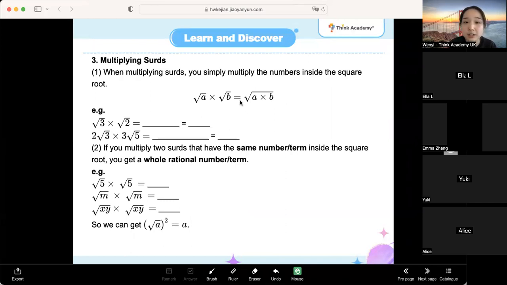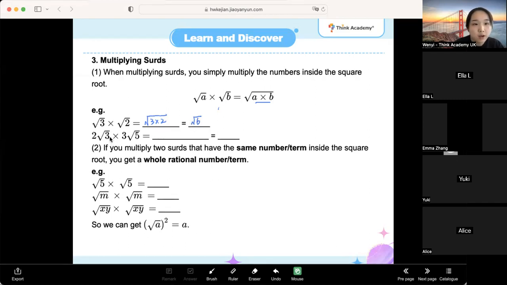First, we will learn something about multiplication. When multiplying two surds together, for example, we have root A times root B. Then we just combine it to write a bigger root sign and copy these rational numbers under this root. All right, for example, we have root 3 times root 2. Then we just write a bigger square root and then copy 3 times 2 here. Then the final answer should be root 6.